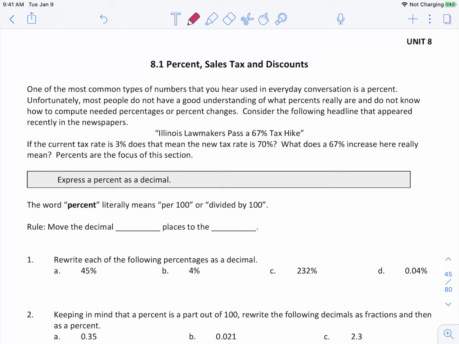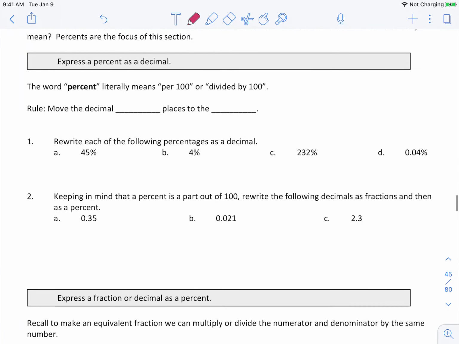So the word percent literally means per 100 or divided by 100. So the rule is we're going to move the decimal 2 places to the left when you're going from percent to decimal. And you're going to move the decimal 2 places to the right when you're going from decimal to percent.